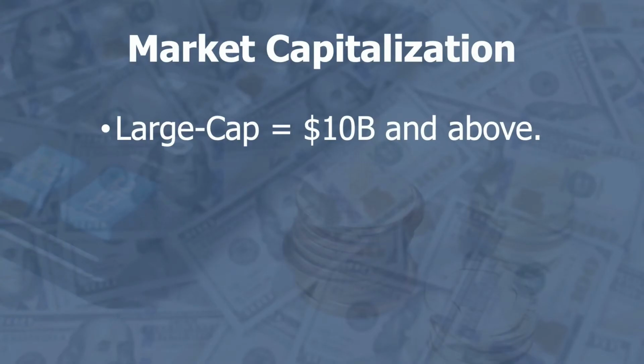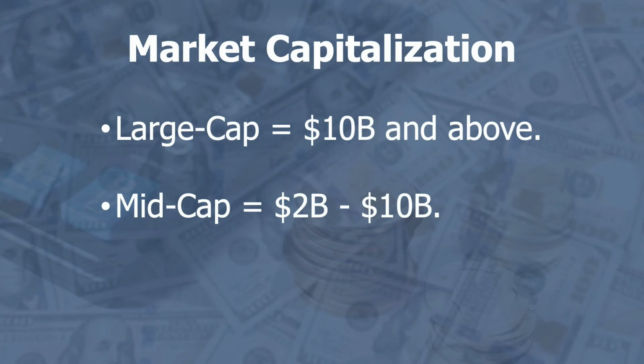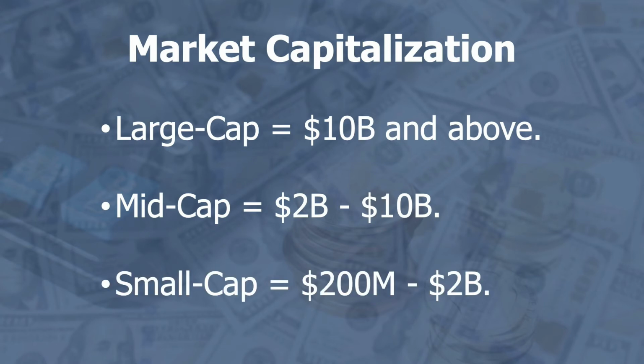And what you'll often see is the market cap is split. You'll probably hear the phrases large cap, mid cap or small cap. With the large cap companies, you're talking of businesses over $10 billion. Then with the mid cap, it's around $2 billion to $10 billion, and small cap, $200 million to $2 billion.